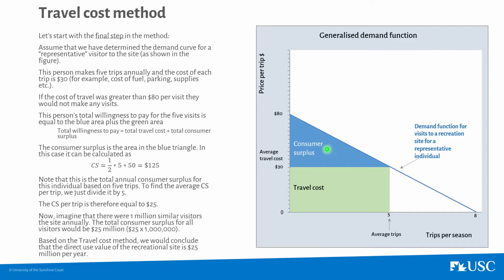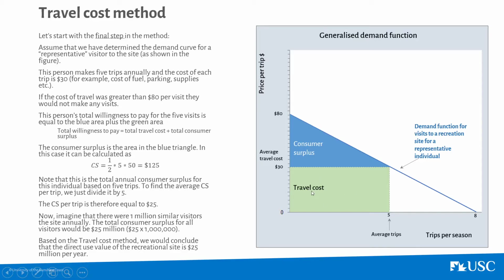But we can also see from their marginal willingness to pay that they get this consumer surplus, right? There would have been some higher value had there been a travel cost of around $80. Nobody would have visited the site, and as it becomes less expensive, more people visit. So this area underneath here is what we're interested in calculating, the consumer surplus. If the person makes 5 trips annually and the cost of each trip is $30, for the cost of fuel and parking and equipment and supplies and so on, then we can add that up. That would be the total travel cost there.